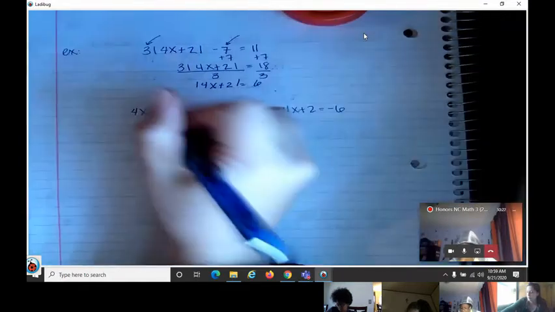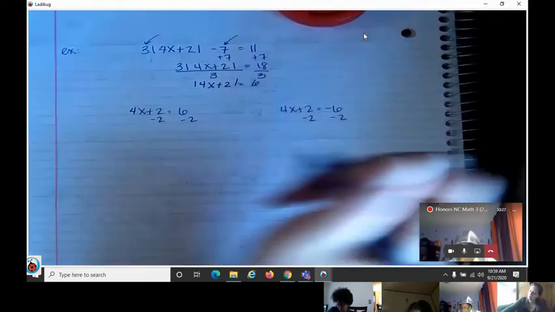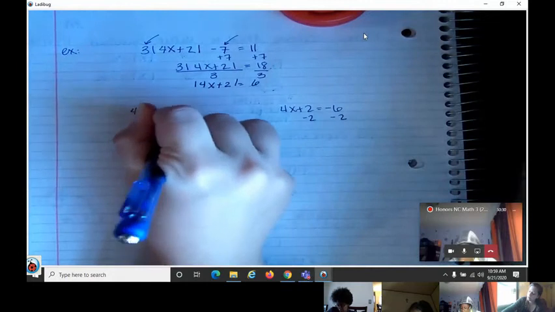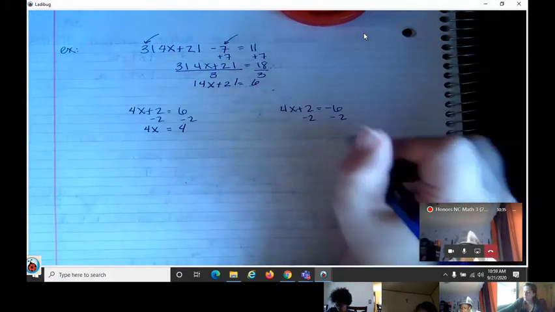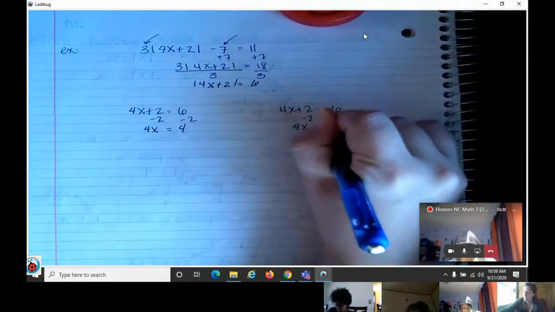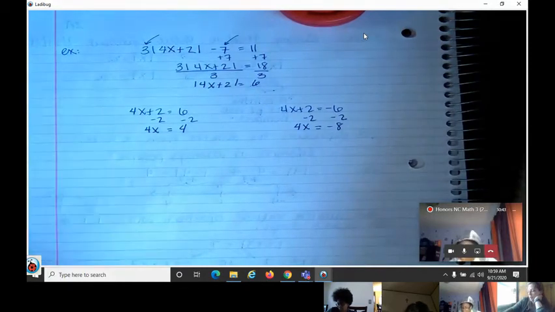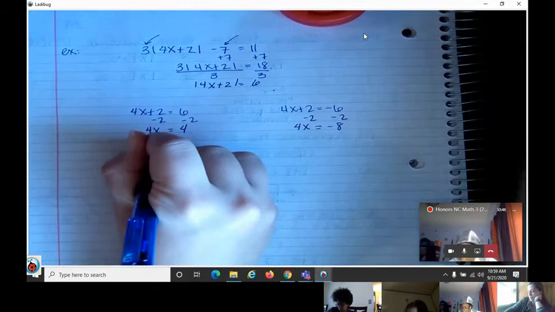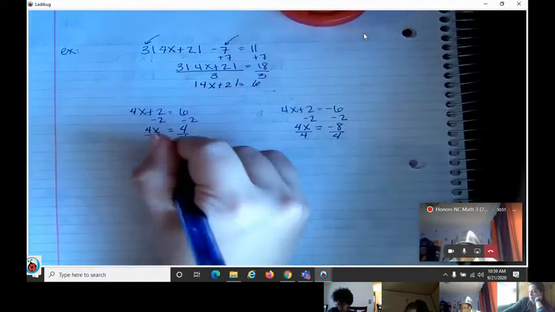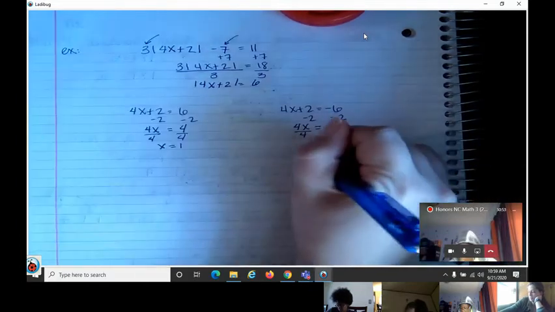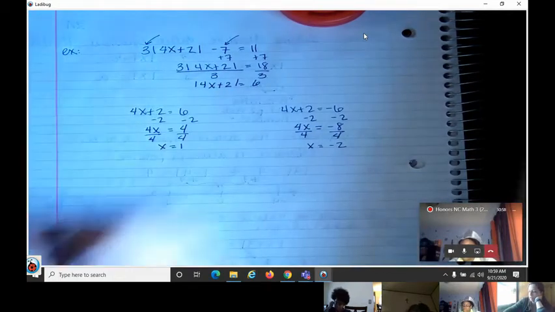Then I'm going to subtract 2 from each side to get 4x equals 4 on the left-hand equation, and 4x equals negative 8 on the right-hand equation, and then divide by 4 on both sides of both equations. Okay, and these are our two solutions.